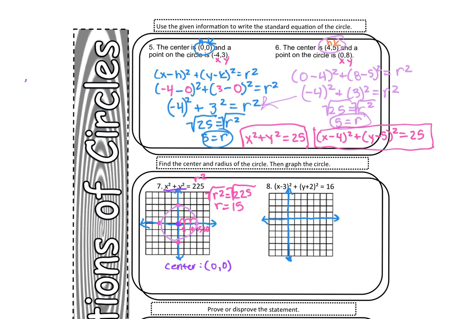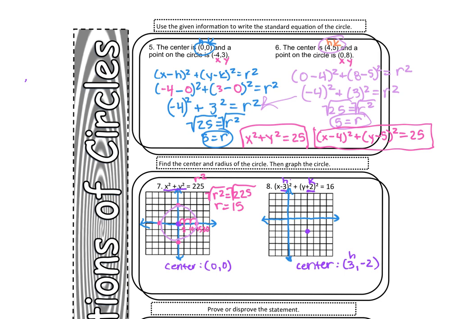Okay, number 8, so we need to find our center. Our center, remember, has the coordinates that look like the opposite sign of how they look in the equation. So since this is x minus 3, it's actually the opposite. So we have positive 3 as our h. And then we have a positive 2 in the equation, so that means it's going to be negative 2 as the coordinate. So our center is at 3, negative 2.